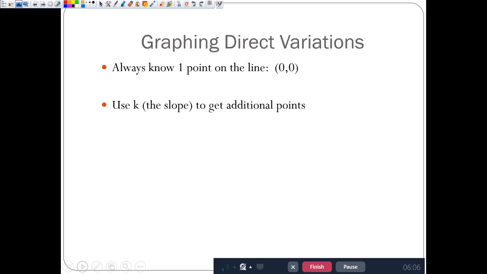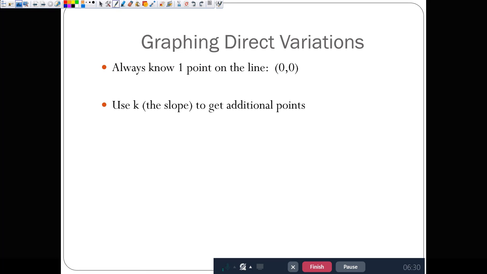Graphing direct variation. We always know one point on the line. It's going to be the origin, 0, 0. So that's where we're going to start, okay? Just like when we were graphing y equals mx plus b, we started at our b. Our b in this case is 0. So we're going to start at 0, 0. We're going to use k as the slope to get the additional point.